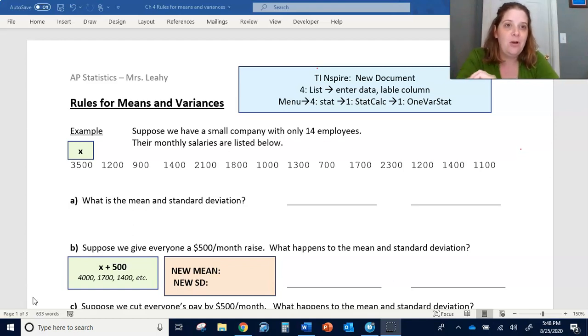So I'm going to call this my variable. I'm going to call it X. X is the monthly salary, just so I have a symbol to use in my calculator here. So I have 3,500, 1,200, 900, etc. So my first question is, what is the mean and the standard deviation?